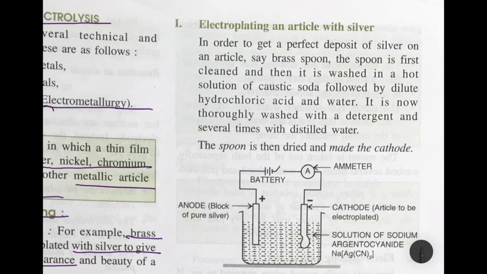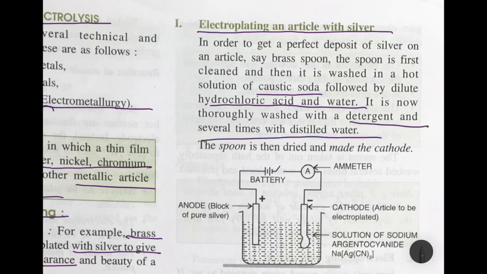Now, how do we electroplate an article with silver? In order to get a perfect deposit of silver on an article, supposing you want a brass spoon to look like a silver spoon, the first thing you must do is clean the spoon properly. You must wash it in a hot solution of caustic soda, and then wash it in dilute hydrochloric acid and water. It is now very clean. After that we wash it with detergent and several times with distilled water.